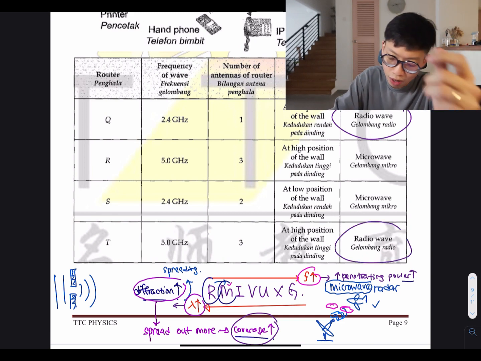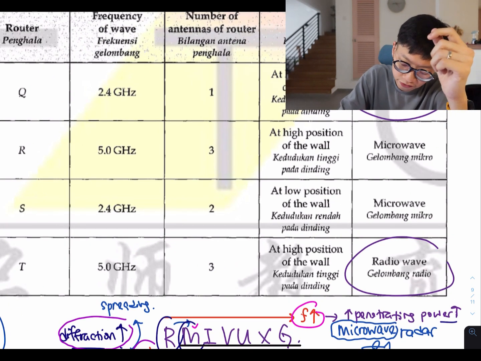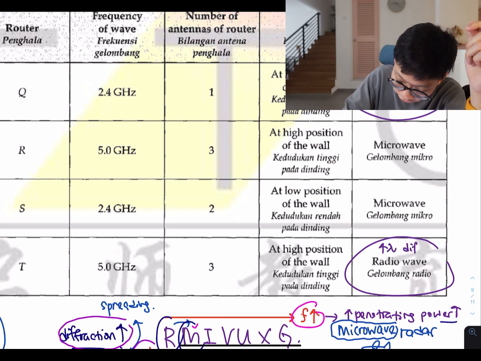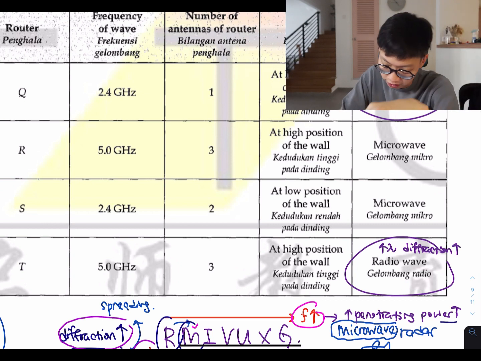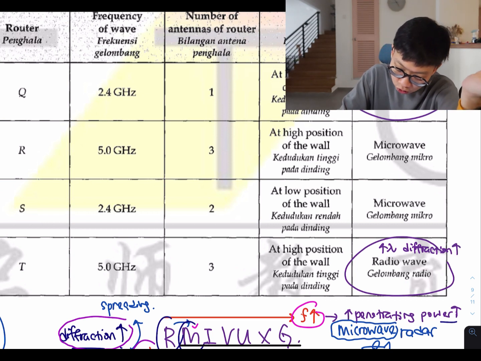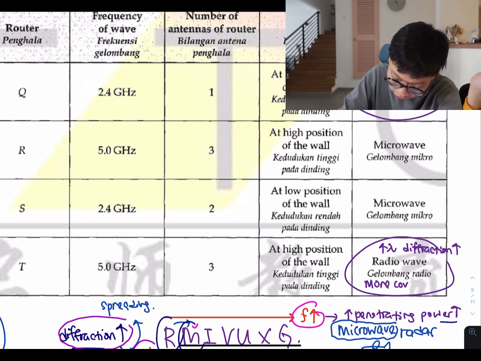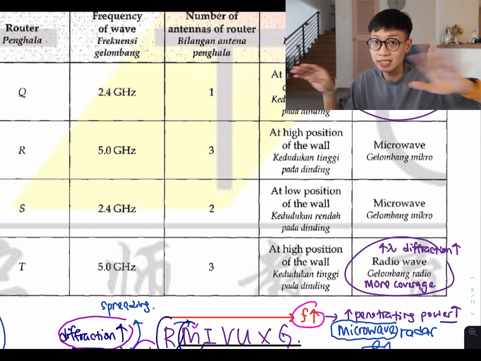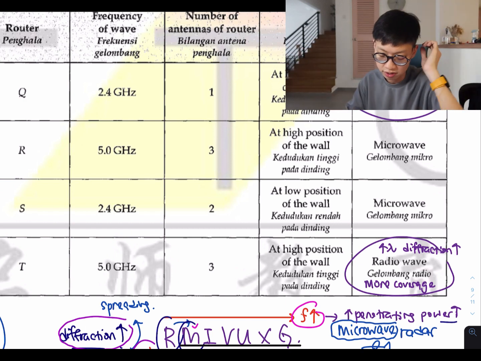So why can we say a radio wave has a larger wavelength so that the diffraction effect increases? Don't say it goes further; the diffraction effect is more, more diffraction. So you can say more coverage, or if you don't want to say more coverage, you can say more spreading. So the wave is everywhere in the house.